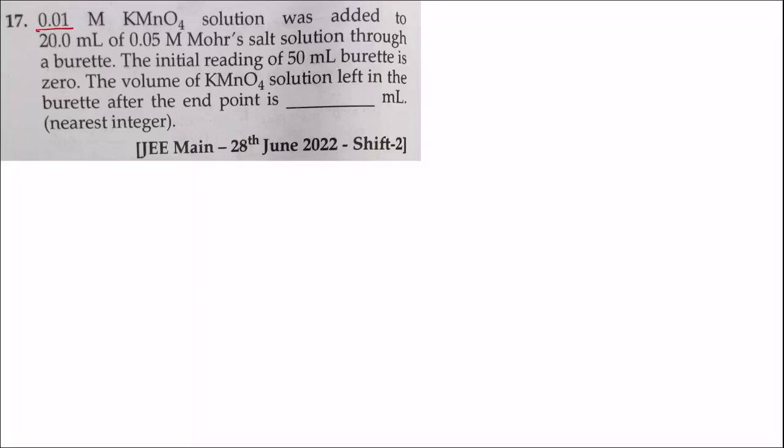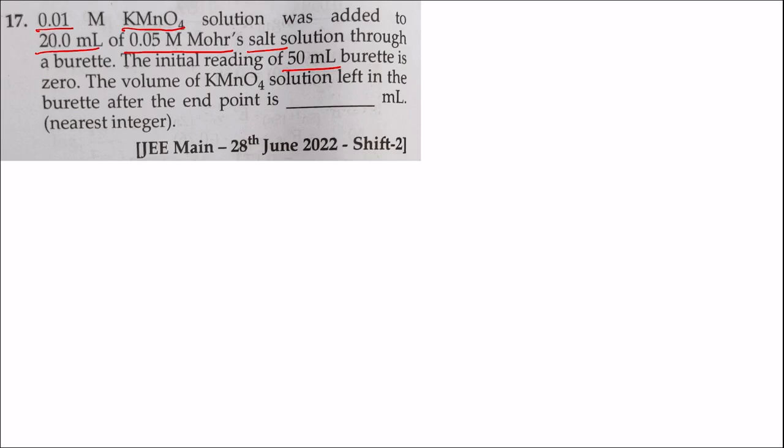0.01 molar KMnO4 solution was added to 20 milliliter of 0.05 M Mohr salt solution through a burette. The initial reading of 50 ml burette is 0. The volume of KMnO4 solution left in the burette after the end point is dash milliliter.